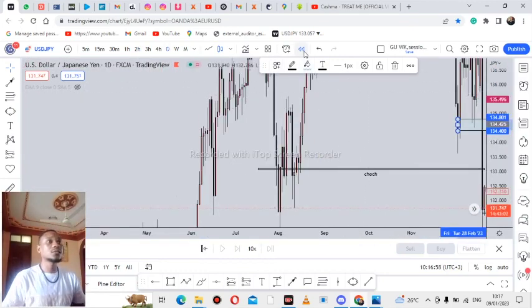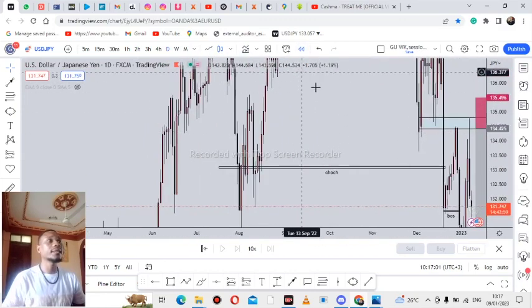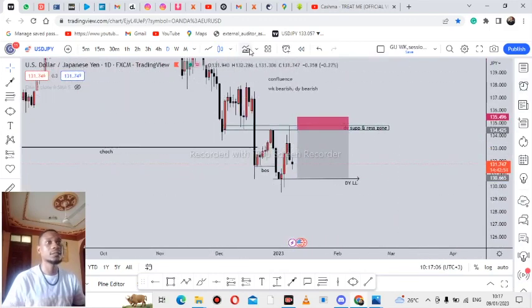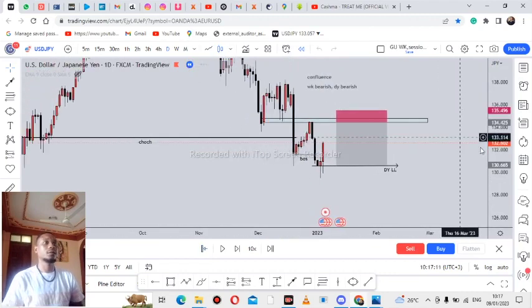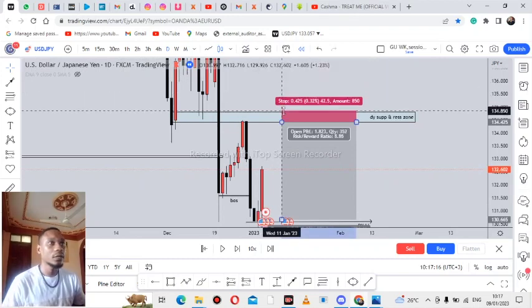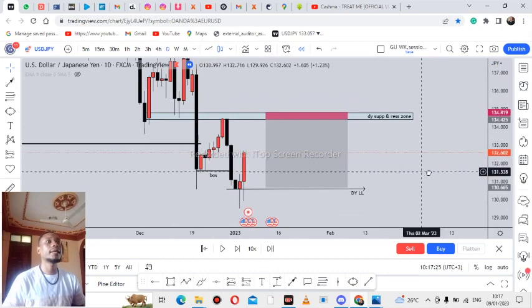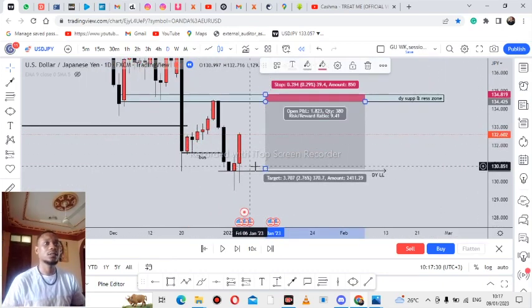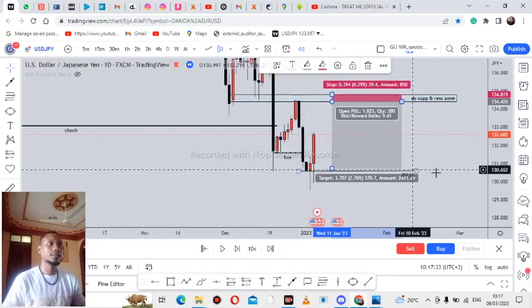So let's get to the daily time frame, and we were here. We are backtesting. We were here when I was doing the analysis for this trade. So here I placed my stop loss. It was about 37 to 40 pips, which was okay. So let's play the price and see how things were moving on our side.